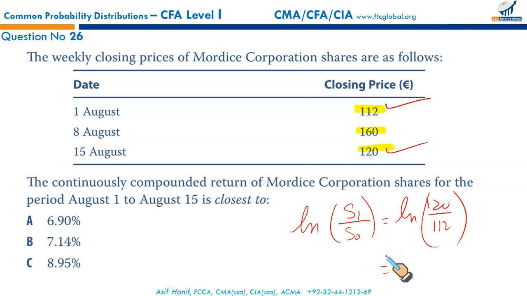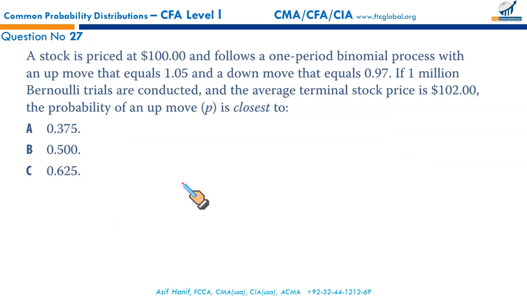And if I do it on my calculator, ln bracket 120 upon 112 close, it gives me 0.06899, which clearly tells me 6.899% or 6.9, perfectly A. Straightforward, no twist whatsoever.